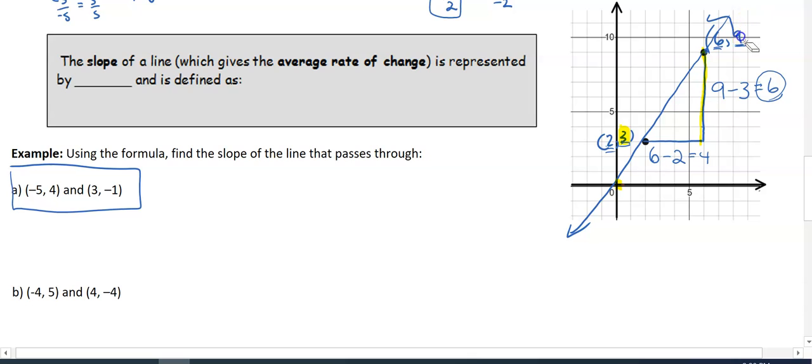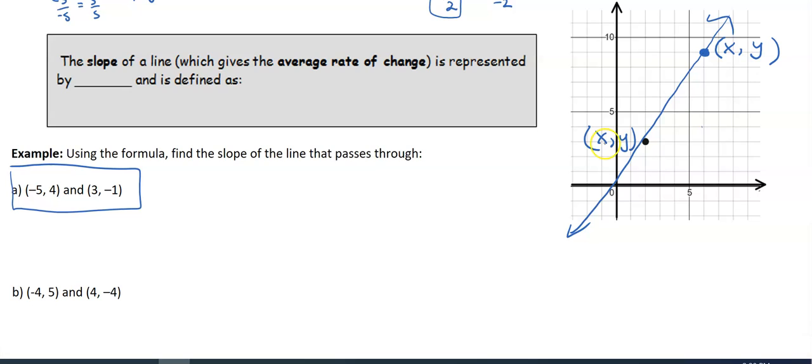So now what I'm going to do is, instead of using these named points, I'm going to use generic points. I'm going to call this point x and y, and I'm going to call this point x and y. They're just generic, but they're different points, so I have to label them even further. I'm going to call this my first point down here, x1, y1. I'm going to call this my second point, x2, y2.